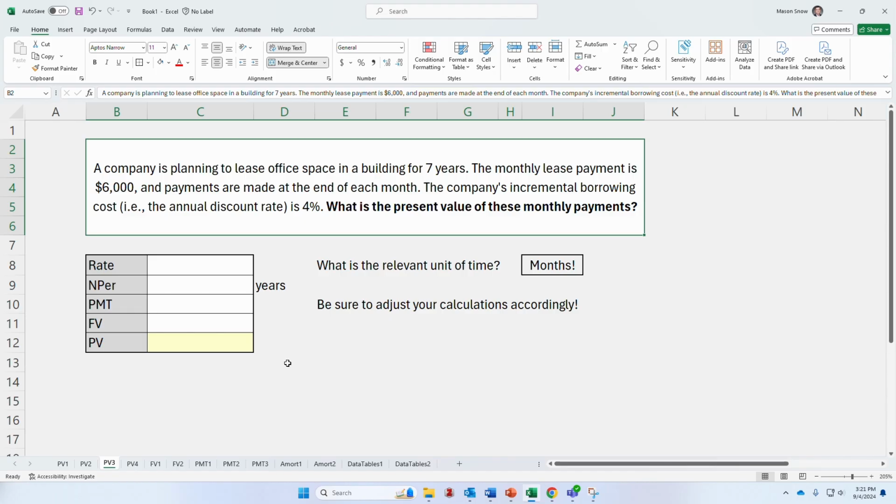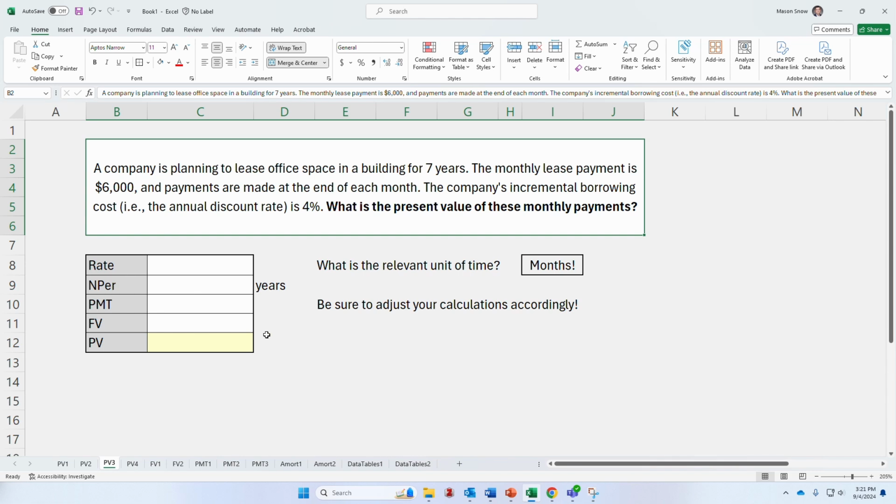Let's try a harder one. A company is planning to lease office space in a building for 7 years. The monthly lease payment is $6,000 and payments are made at the end of each month. The company's incremental borrowing cost, or the annual discount rate, is 4%. So what is the present value of these monthly payments?